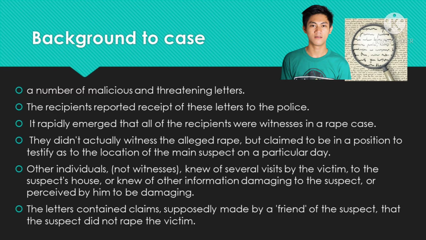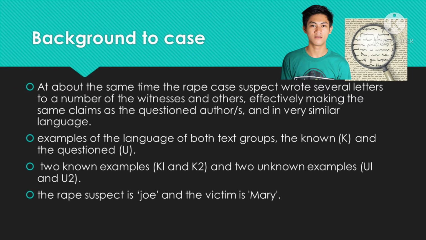They didn't actually witness the alleged rape, but they claimed to be in a position to testify as to the location of the main suspect on a particular day. Other individuals who were not witnesses knew of several visits by the victim to the suspect's house or knew of other information which was damaging to the suspect or perceived by him to be damaging. The letters all contained claims supposedly made by a friend of the suspect that he, the suspect, did not rape the victim. At about the same time, the rape case suspect himself wrote several letters to a number of the witnesses and others, effectively making the same claims as the questioned authors and in very similar language.